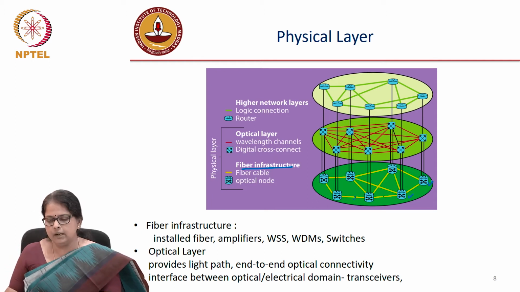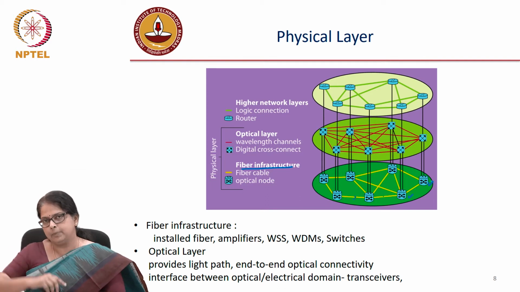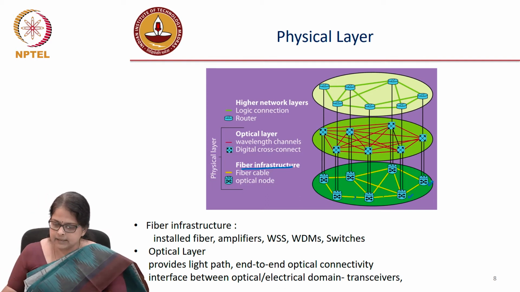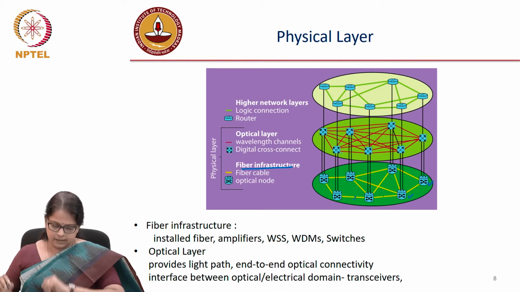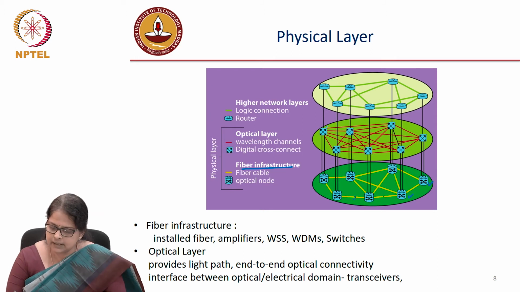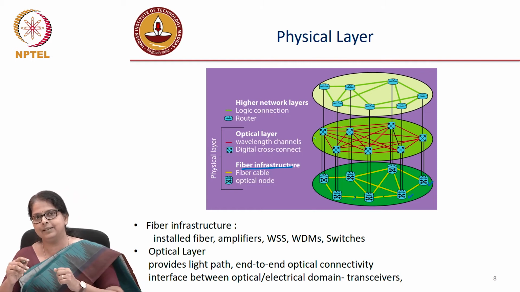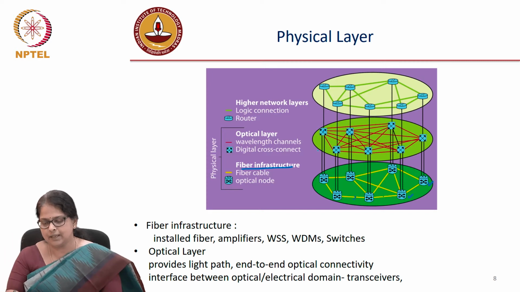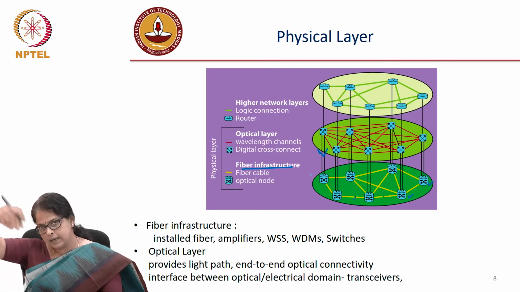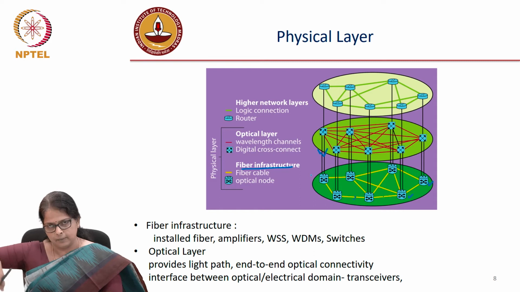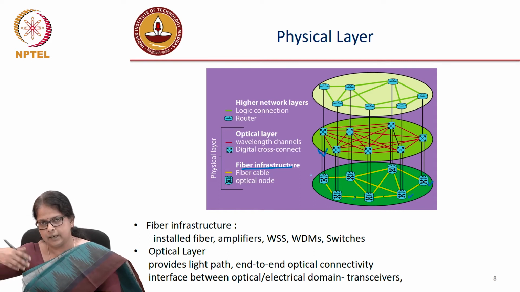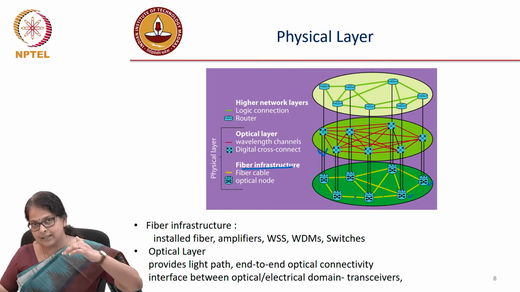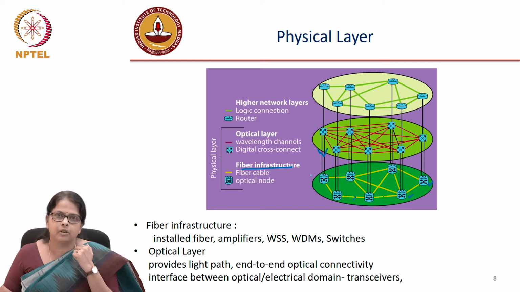Now this optical layer actually provides the light path in the sense that it ensures end-to-end optical connectivity. So this is the point. For example, you could have data in the electrical domain which gets converted into the optical domain and passes into your optical layer. In case of a WDM system, the channel selection, etc., will happen in your optical layer.